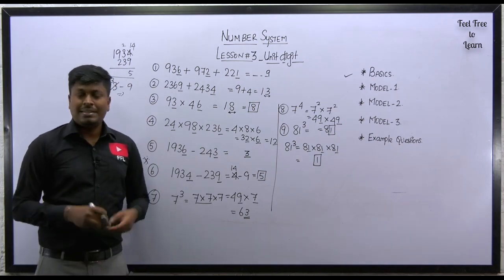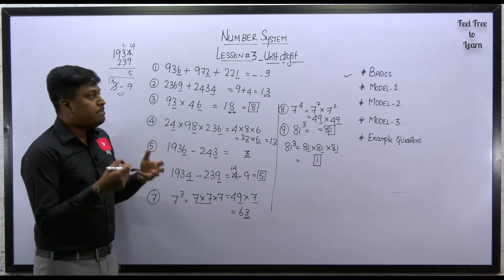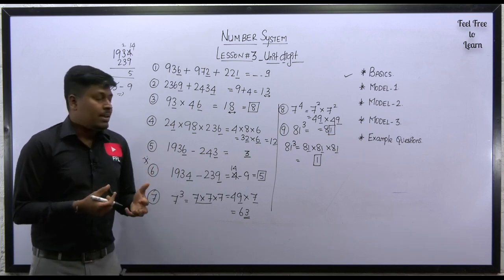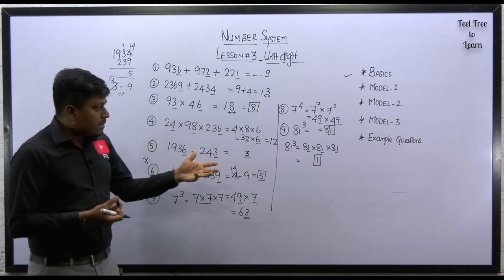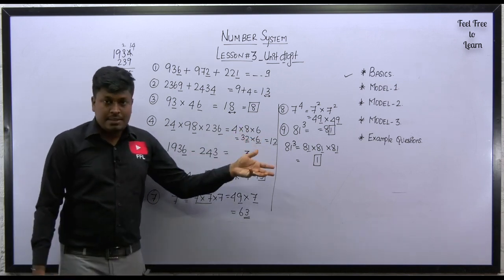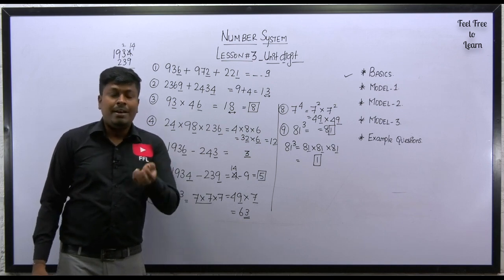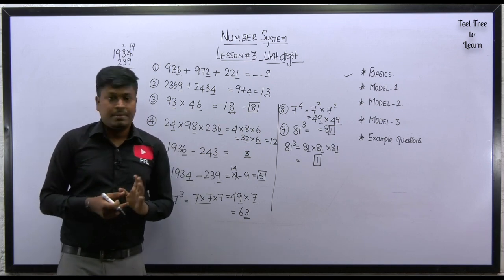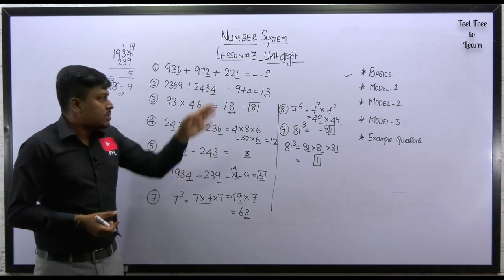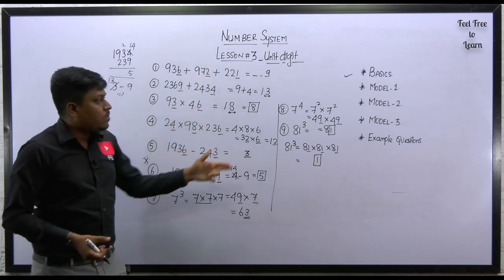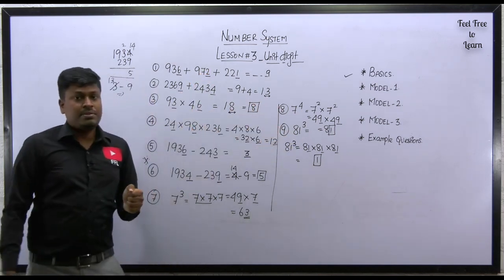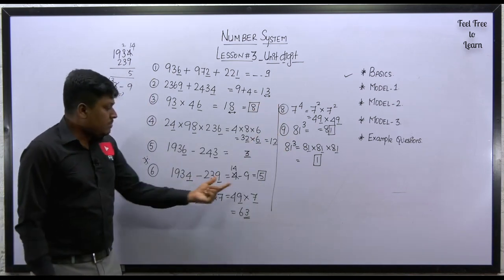So friends, initially we have learned the basics. It is easy, right? Every time in the exams, if they ask to find the unit digit, you don't have to find the complete answer. It is better to find only the last digit of the answer, right? That is called the unit digit. So everywhere you can see we have found only the last digit. Understood?